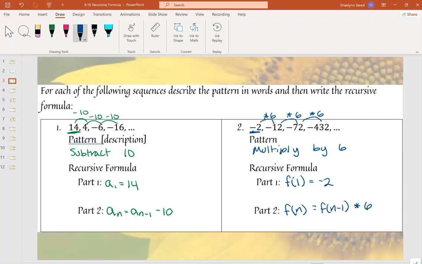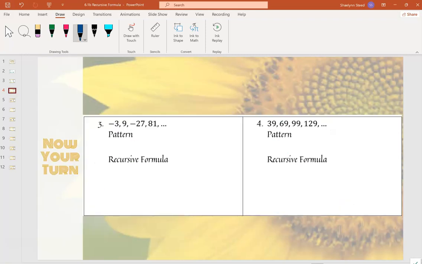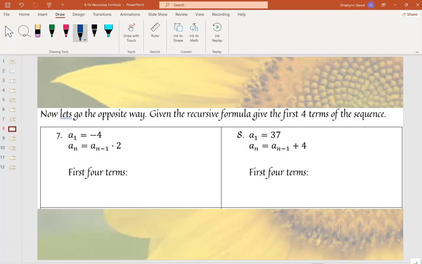All right, so there are two beautiful examples of how to write the recursive formula for a given pattern. Now I want you guys to do that for the next 4 problems, and then we will meet back together when we're going to be given the recursive formula and we're going to write the pattern. All right.